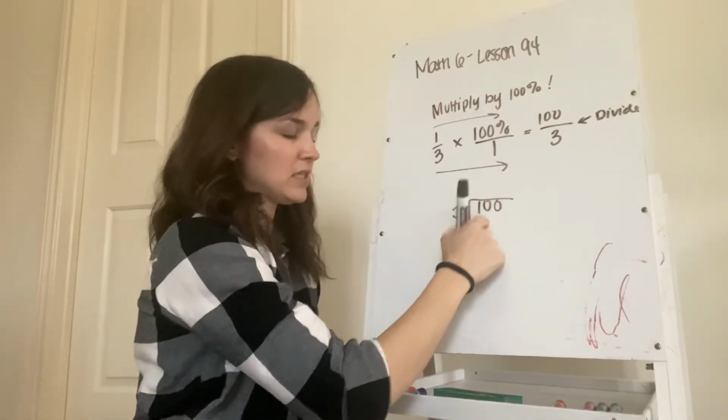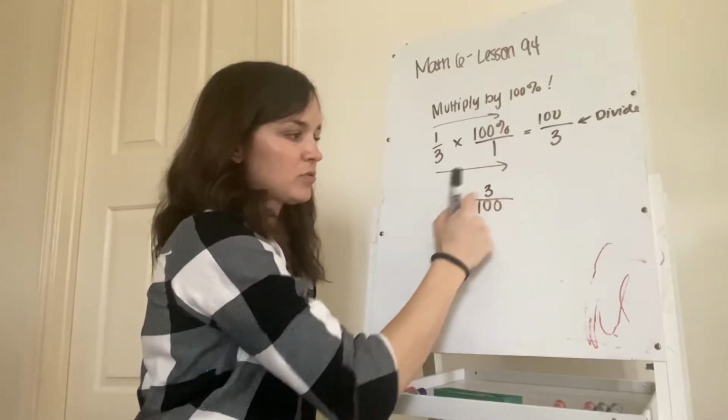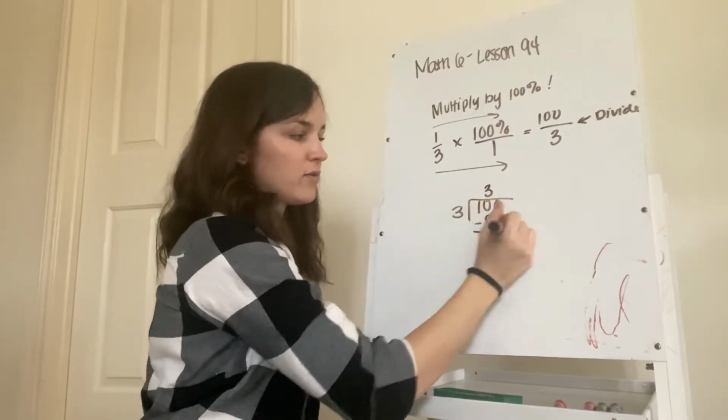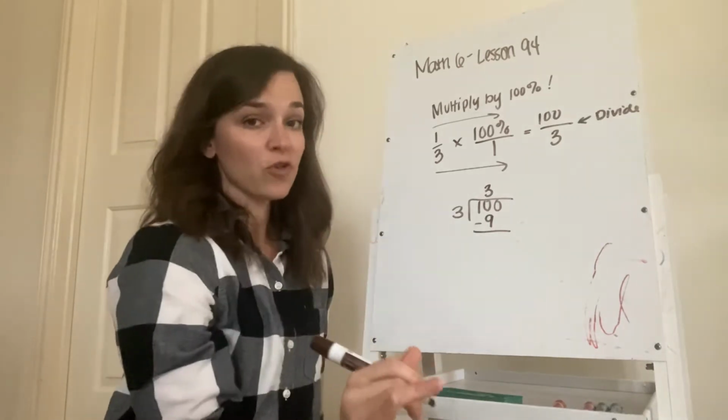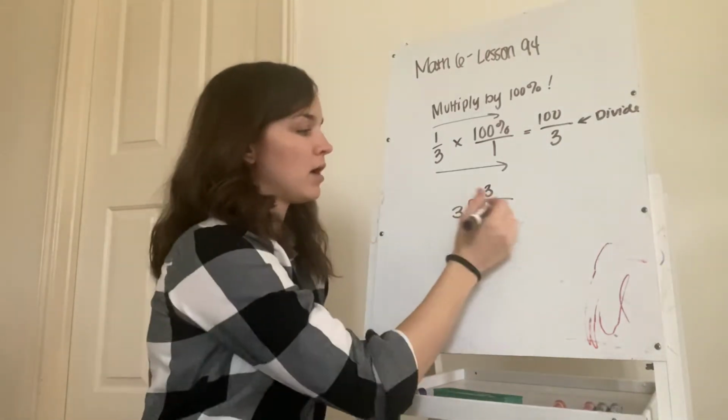So 3 goes into 10 3 times. 3 times 3 is 9. I always go through this part a little fast because you guys know how to divide. So if you get stuck here though, please rewind and watch it again.